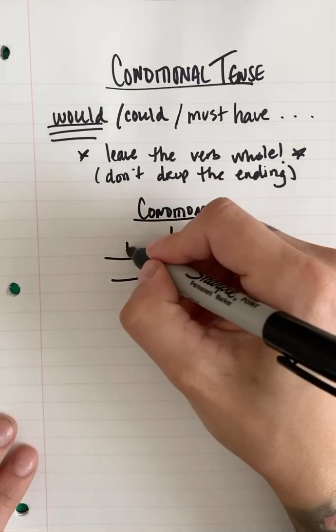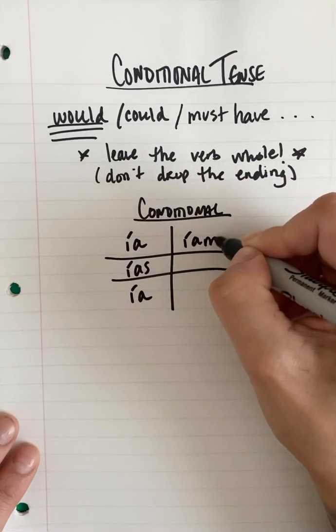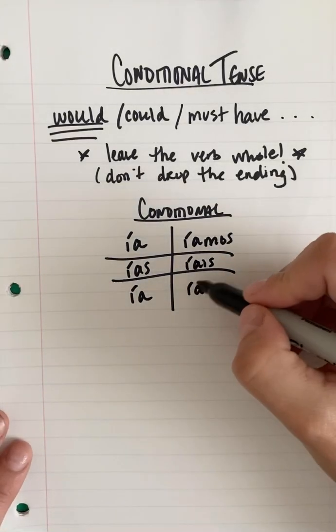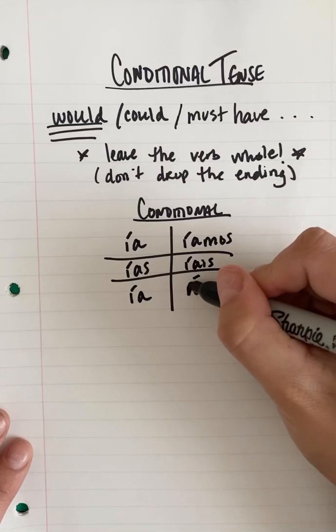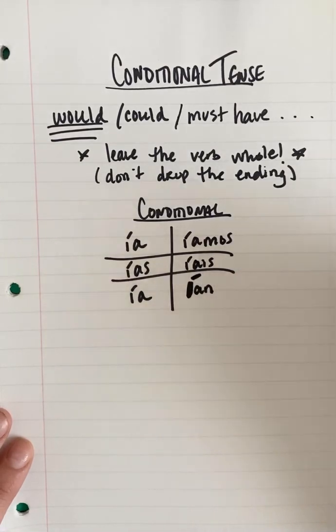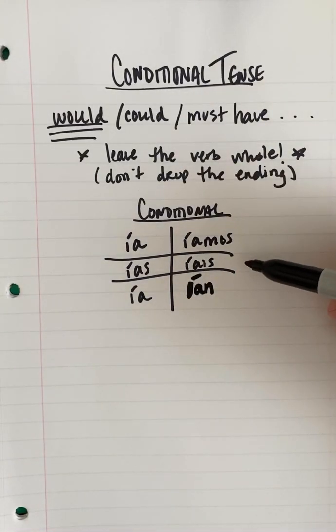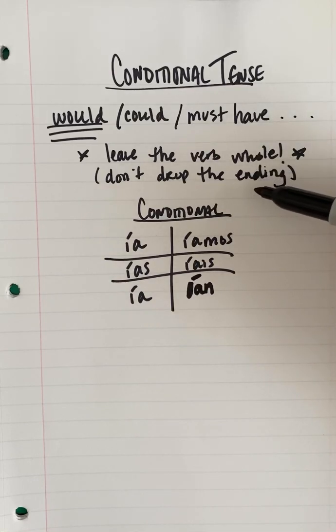And those endings are ía, ías, ía, íamos, íais, and ían. This is an I with an accent. There's accents on all of the I's. Now, these endings look just like your imperfect ER-IR endings. Remember your ABA's and your ÍA's for imperfect tense? But remember, there's a major difference. With the conditional tense, you leave that verb totally whole.